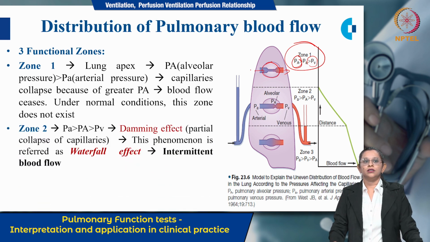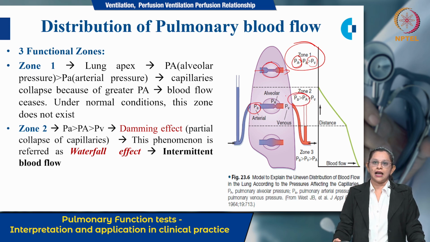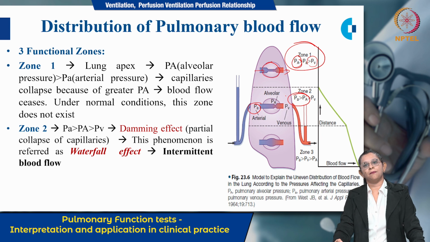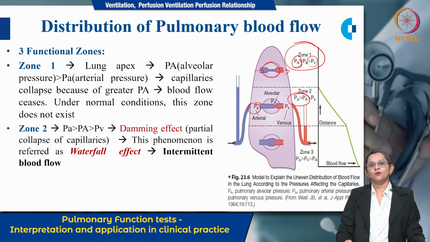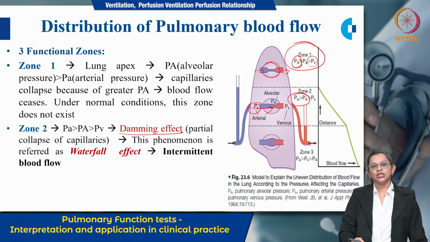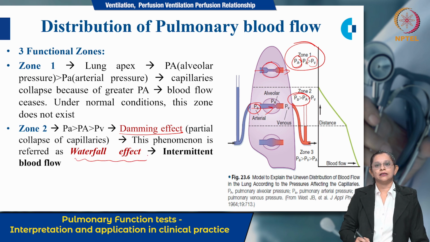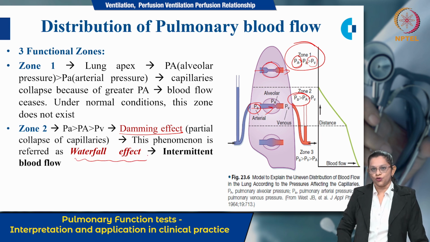Next, coming to zone 2. Here the arterial pressure is slightly greater than the alveolar pressure. But the fact is, it does not happen at all times. The arterial pressure here will be highest only during the systole of the heart, that is, when the heart contracts blood. At that time the arterial pressure will be greater than the alveolar pressure, which will result in the flow of blood across the pulmonary arteries. Okay. So this effect is called the damming effect, where there is partial collapse of the capillaries during the diastole period and opening up of the capillaries during the systole period, also referred to as the waterfall effect or intermittent blood flow, and that forms zone 2.